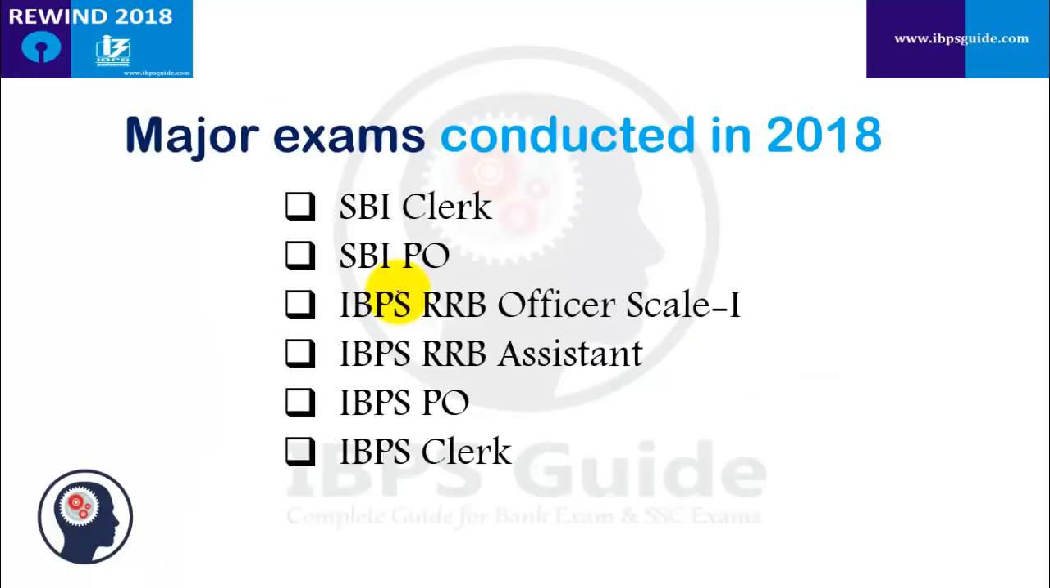The next change we notice is in the sectional cutoff. There was only an overall cutoff for SBI Clerk and SBI PO. But in IBPS PO and IBPS Clerk, there is both sectional timing as well as sectional cutoff. And no changes were made in IBPS RRB exams. It has a composite time of 45 minutes. Alright, now let us see the pattern of the mains exam in the Quant section.